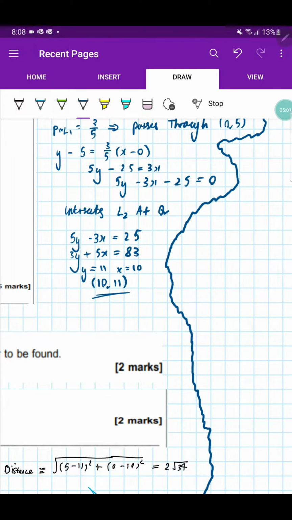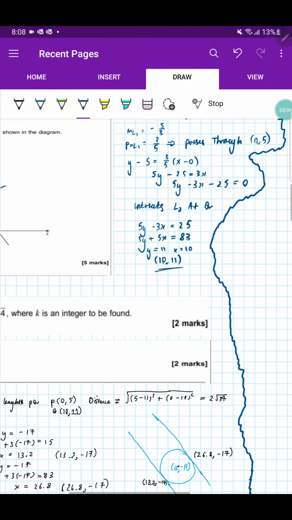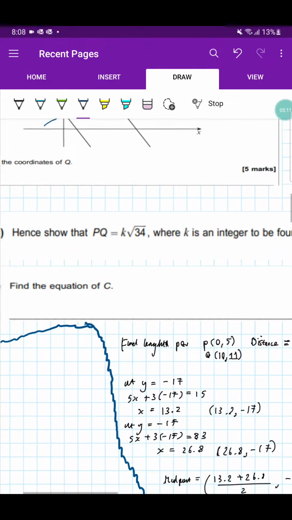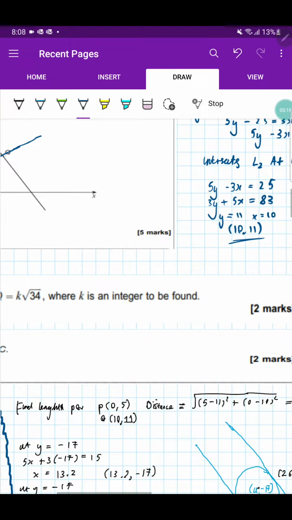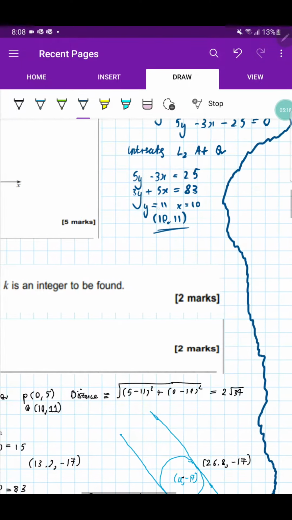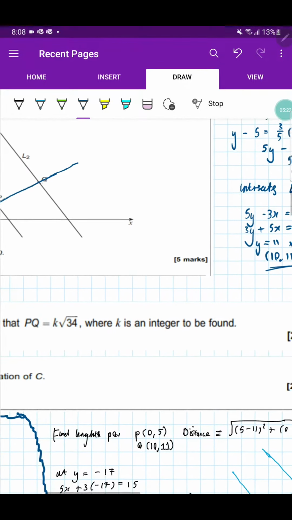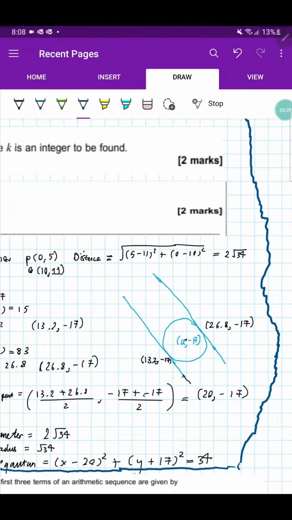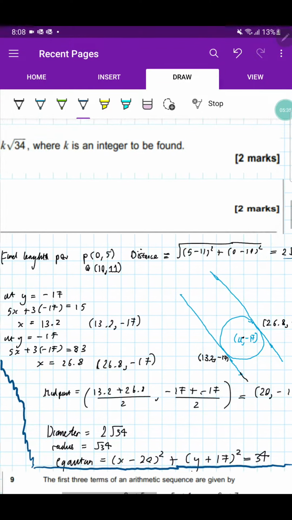So we can put this in our calculator and we get y equals 11 and x equals 10. Now, question II, it says hence show that PQ equals K root 34. Now to find Q, we also need the y coordinate. Well, we've done it already. We got 10, 11, and we know that P is going to be 0, 5. So if we do Pythagoras, we get the square root of 5 minus 11 squared plus 0 minus 10 squared, all square rooted, and we get the answer to be 2 root 34.